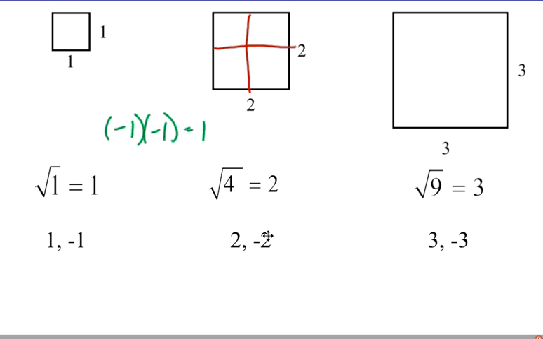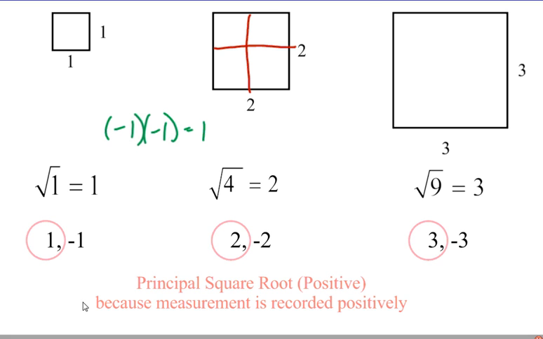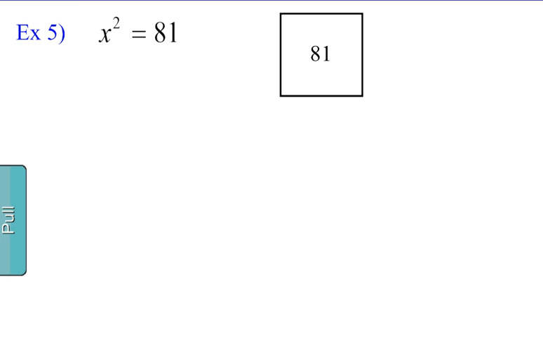So we can say that it could be -2 times -2 would give us 4. -3 times -3 would give us 9. But when we're actually doing real life measuring, we deal mostly with the principal square root. In other words, the positive one, because when we do measurement it's always recorded positively. So if we're actually doing some real world problem, we would only concern ourselves with the positive root, the principal square root. We would not concern ourselves with the negative square root. Okay? So let's take a look at this and see if we can do it.